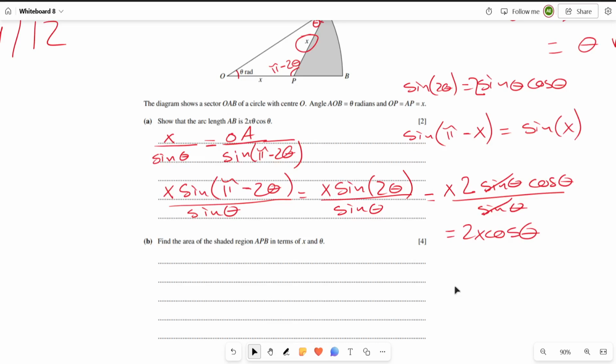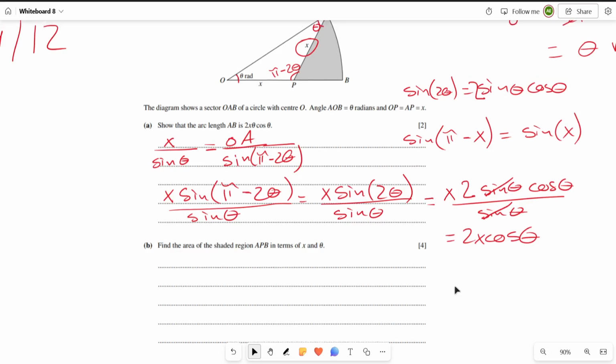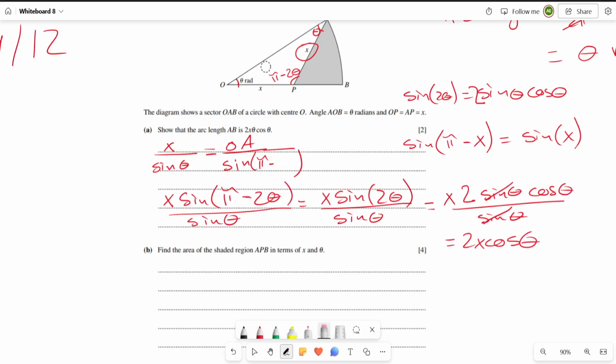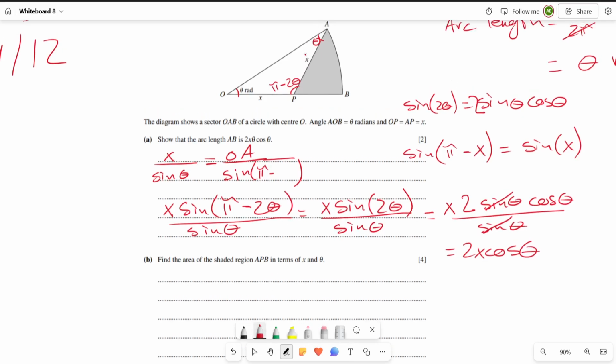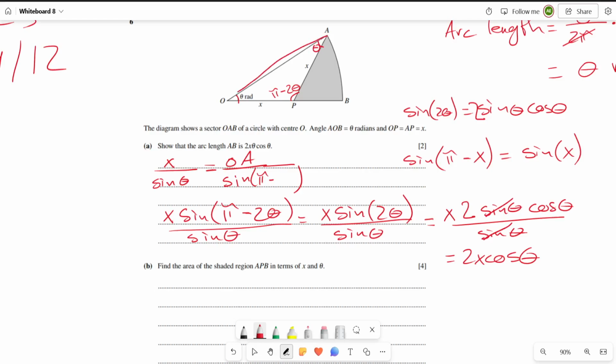Okay, now let's go to the harder part of this question. Part B says find the area of the shaded region. Let me just erase some. Think about it. The shaded region over here I can break down into the big sector area and then this small triangle area. If I subtract the small triangle from the big sector, I'll be left with this shaded area, which is what I need. So I'm going to get the area of the big sector and then the area of the small triangle, and subtract them from each other to end up with this shaded region.